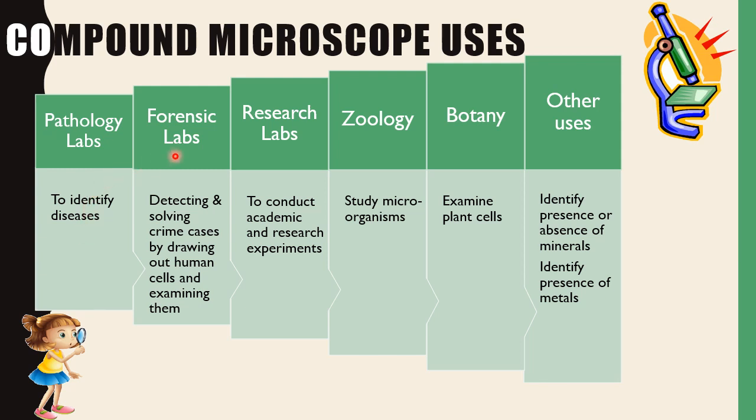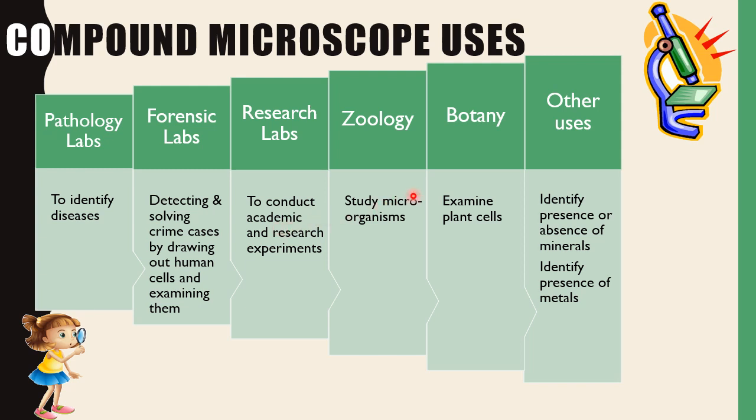Coming to the forensic laboratory, a compound microscope is used for detecting and solving crime cases. How? By drawing out human cells and examining them under the microscope. In research laboratories, in the field of academics and other medical fields, they make use of a compound microscope.